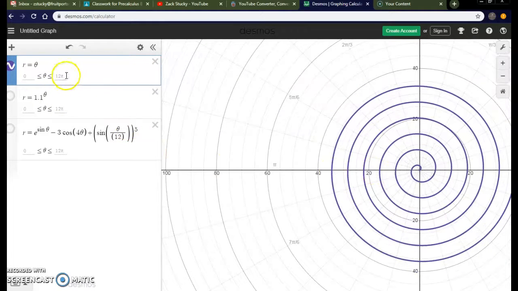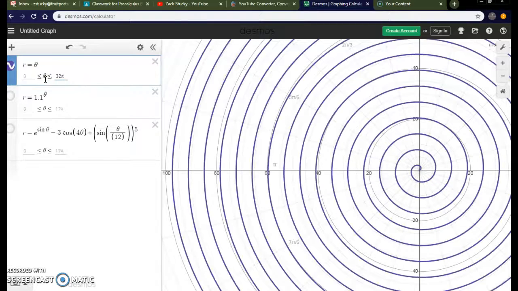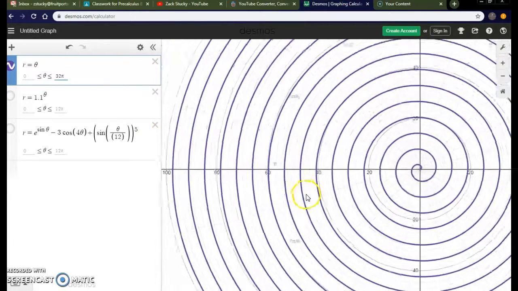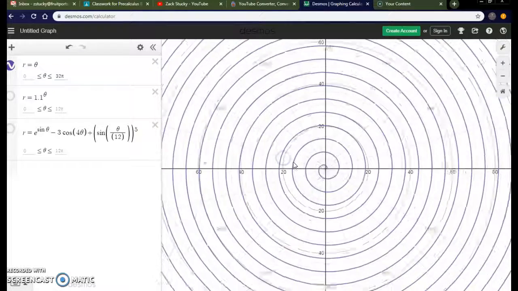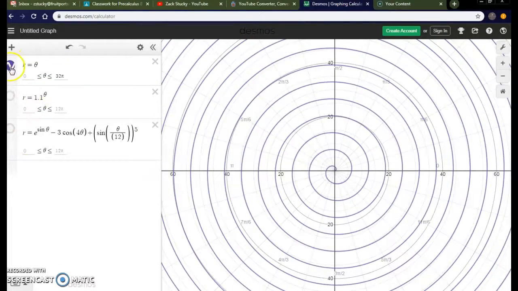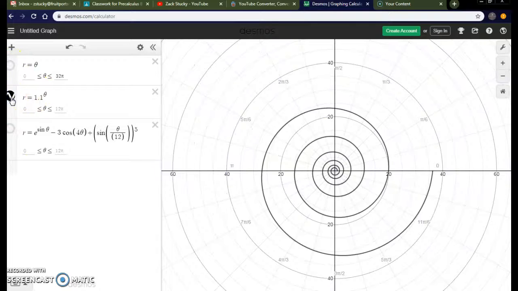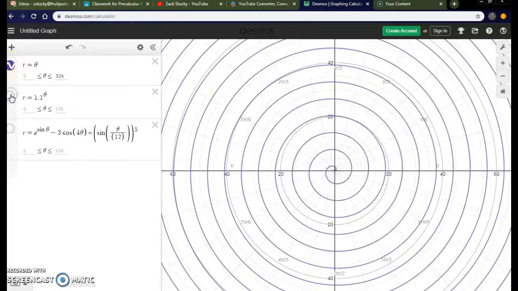I would go here and I would change this. This was set at 12 pi. Let's say I make it 32 pi. I get more and more and more of it. You're possessed. All right, that one's kind of cool. This one I think is cooler. This is called a logarithmic spiral. This one's called the Archimedean spiral, or spiral of Archimedes.